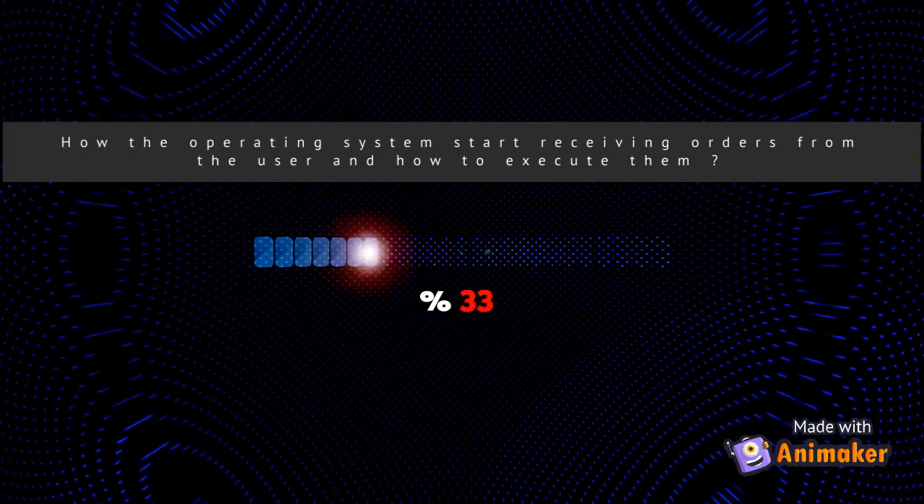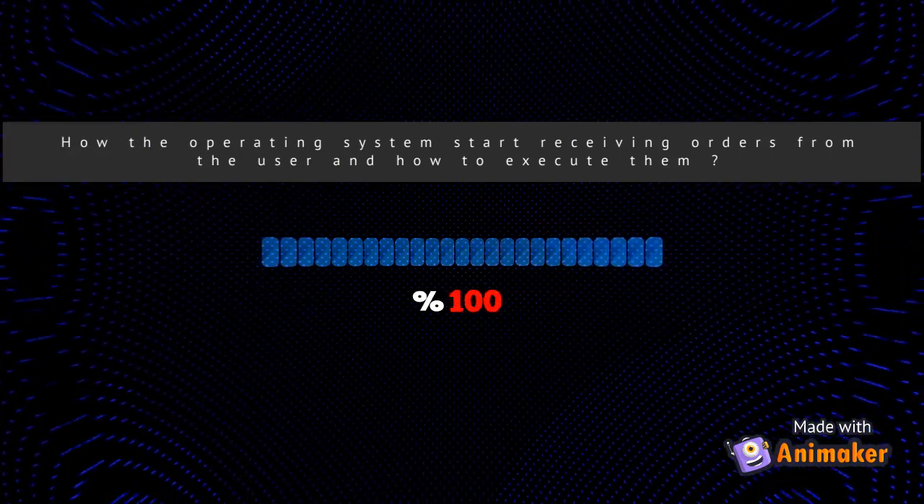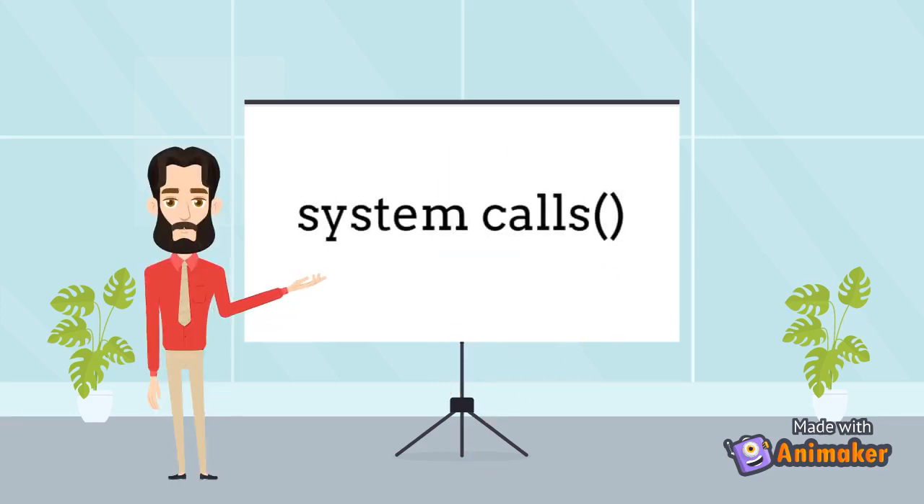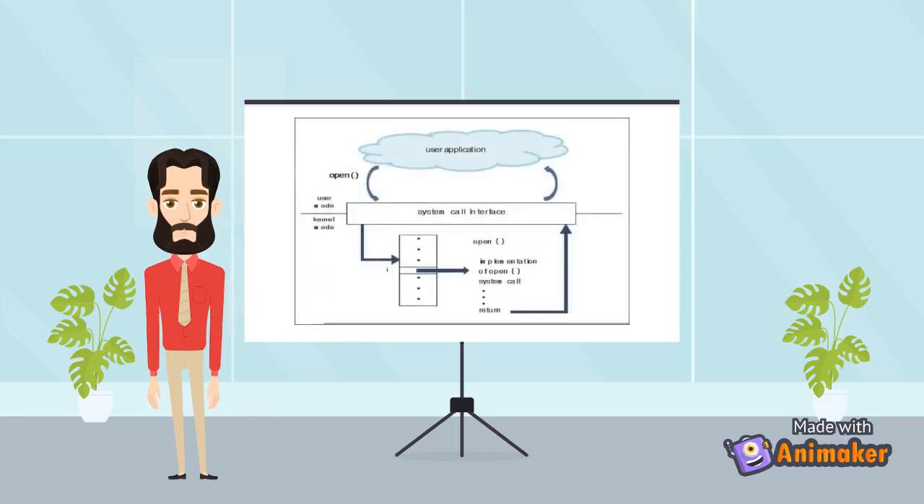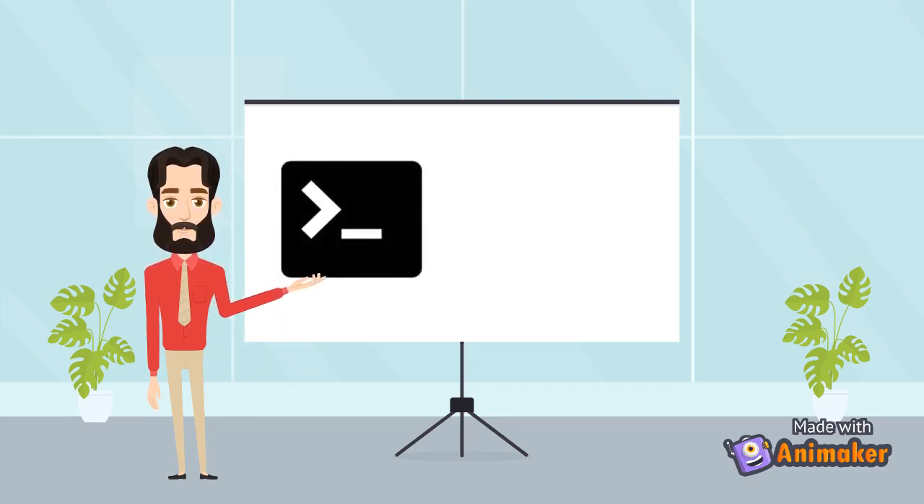And finally, we will end this video with how the operating system starts receiving orders from the user and how it executes them. When we want the system to do a task, such as copying a file from one folder to another, there is something responsible for this operation. This thing is called system calls. What are system calls? System calls are the commands which enable the user to ask the operating system to do some operation. And the user has two choices to ask for these operations: either using the command line, or using the mouse with icons.